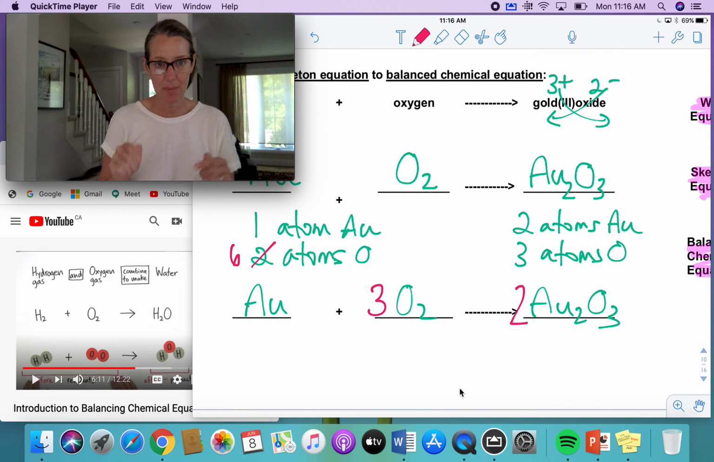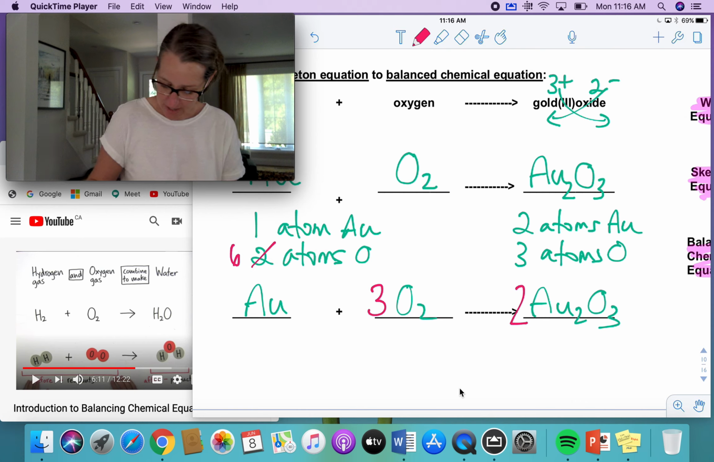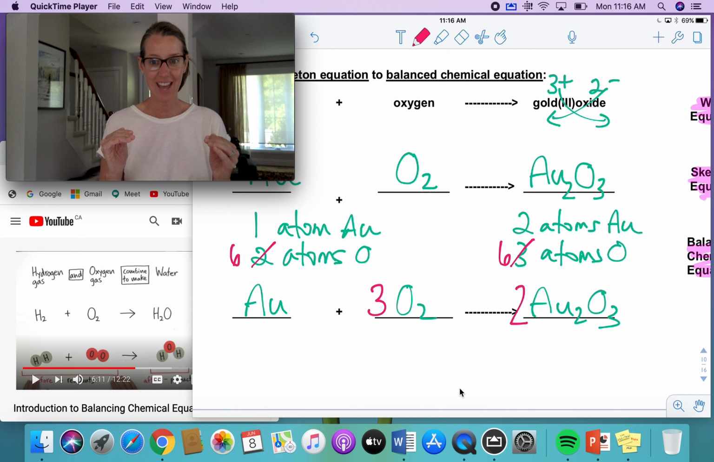3 times 2 is equal to 6. How many oxygen atoms do I have on my product side? 3 times 2 is equal to 6. My oxygen atoms now balance. Now I'm going to leave it to the very end, where I can put any odd or even number in front of my gold in order to balance that out.